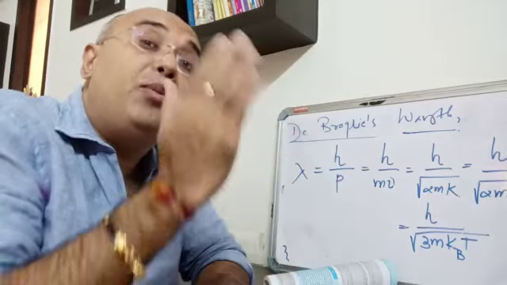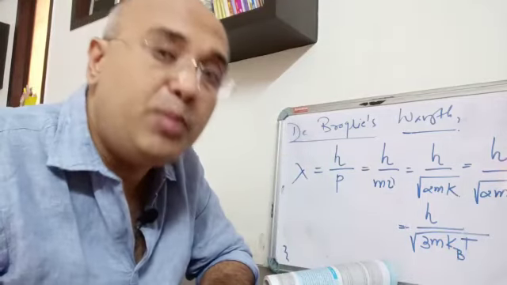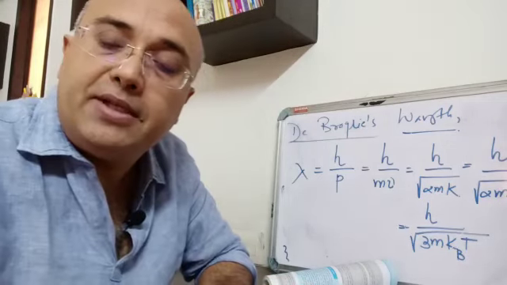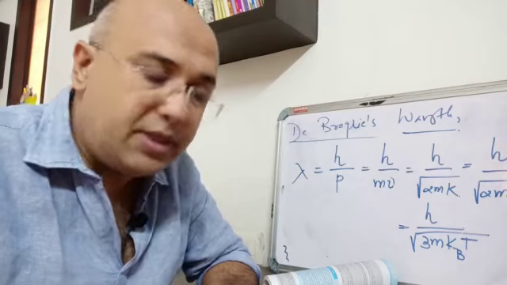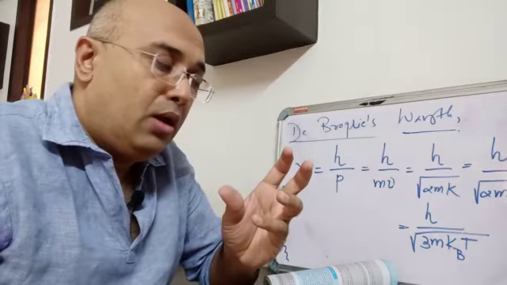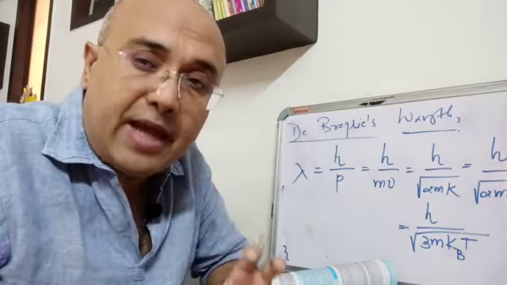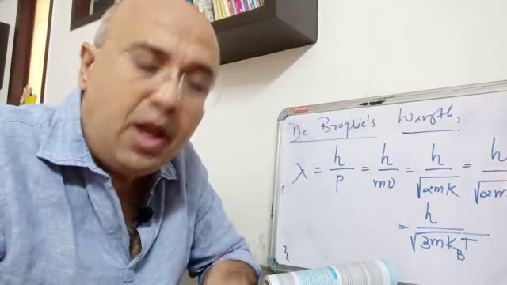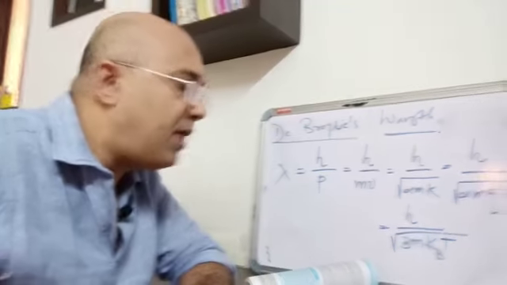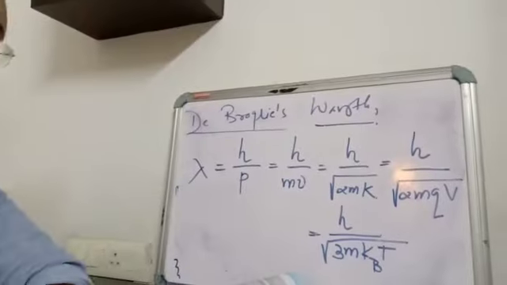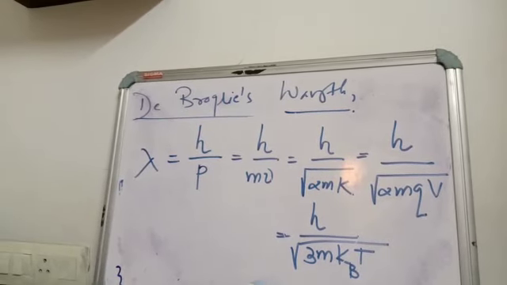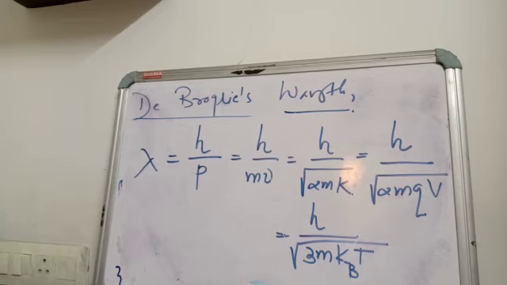De Broglie hypothesized this; it was his belief. The proof was given by Davisson and Germer, which we will study later on. But de Broglie hypothesized that when any particle moves, it possesses wave nature and its wavelength is given by this equation. This wavelength is called the de Broglie wavelength, which is given by lambda is equal to h upon p, h upon mv.